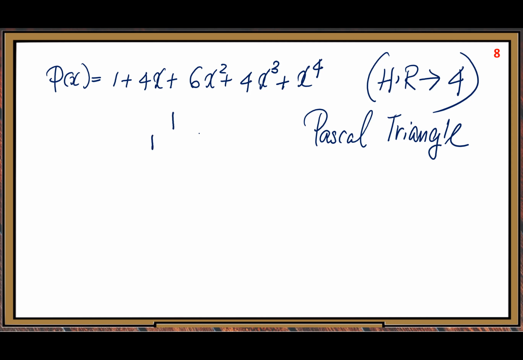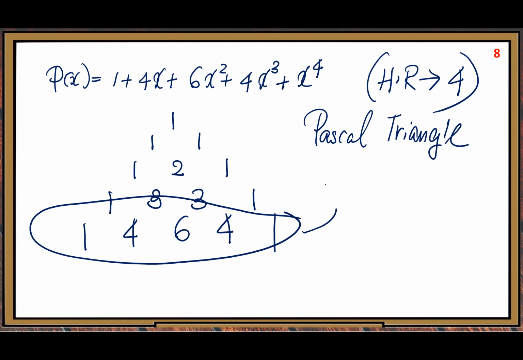1; 1, 1; 1, 2, 1; 1, 3, 3, 1; 1, 4, 6, 4, 1. This 1, 4, 6, 4, 1 is related to our coefficients. Pascal triangle, these coefficients, what's the relationship? How do we take advantage of it? These are special coefficients. What's the meaning of that? Do you know the meaning of Pascal triangle?